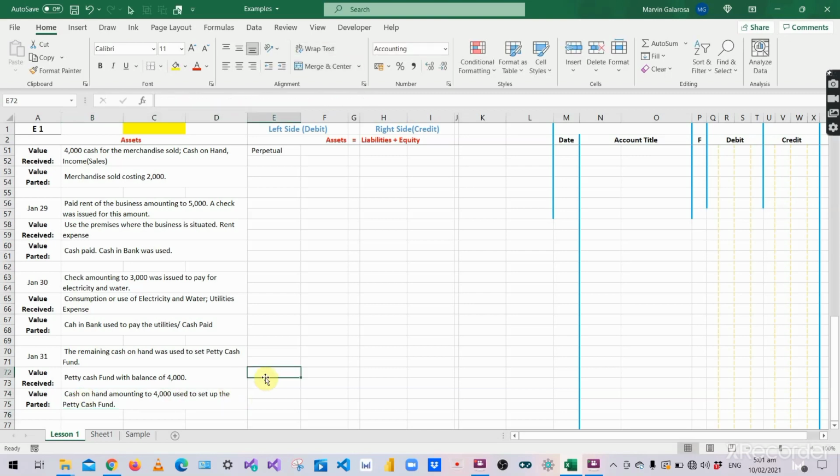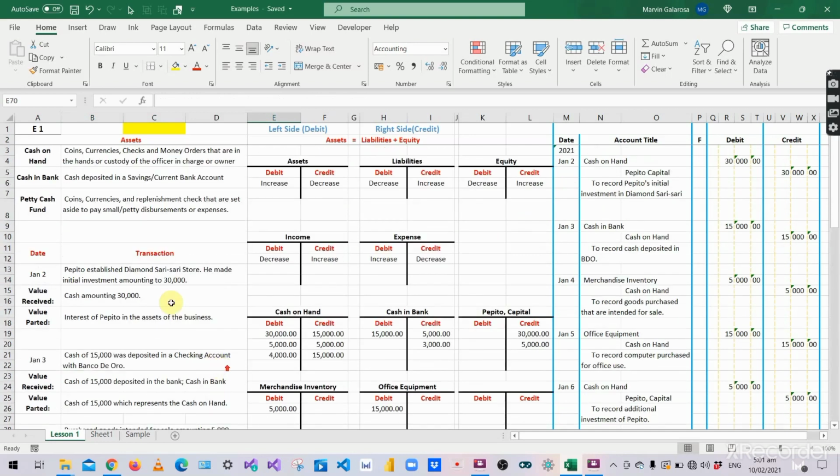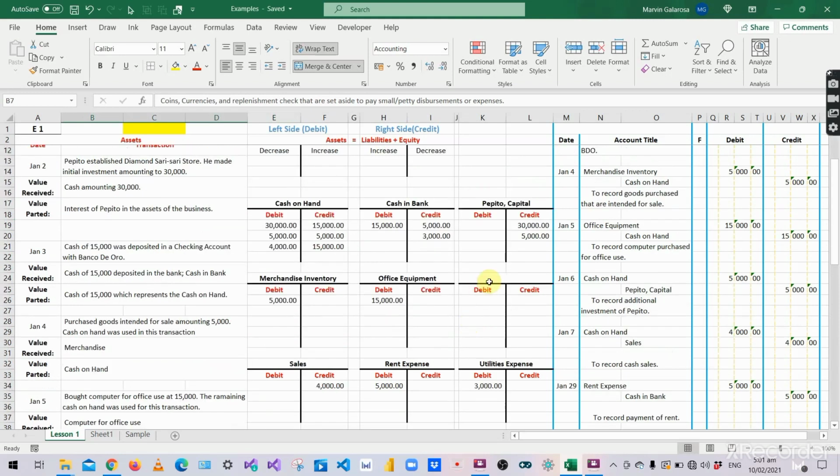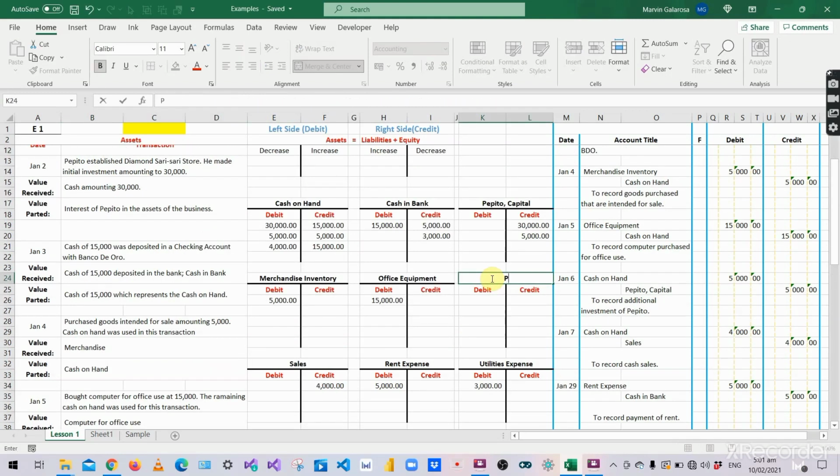Analyze natin siya using the T-accounts. So, meron tayong additional na account title, yung petty cash fund. Ano ulit yung petty cash fund? It consists of coins, currencies, and replenishment checks that are used or set aside to pay small or petty disbursements or expenses. So, petty cash fund.